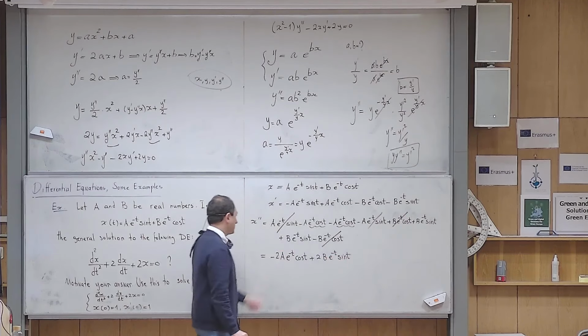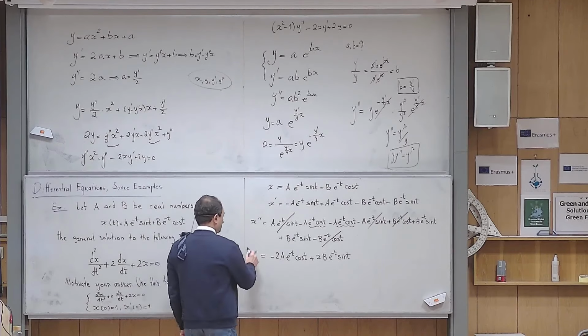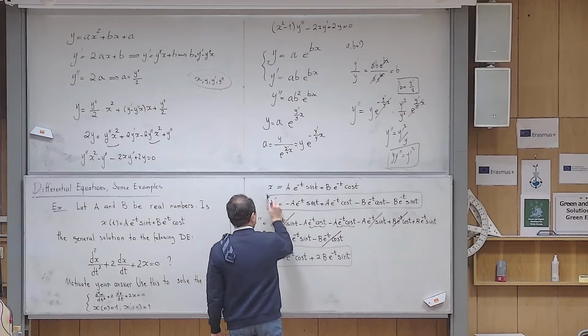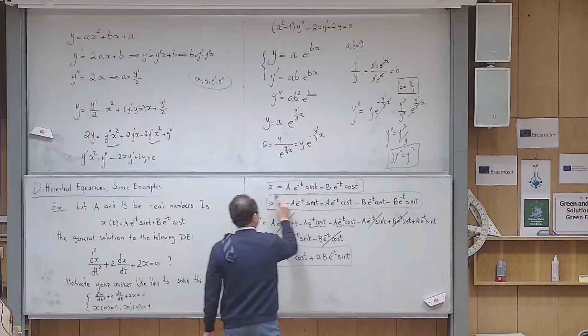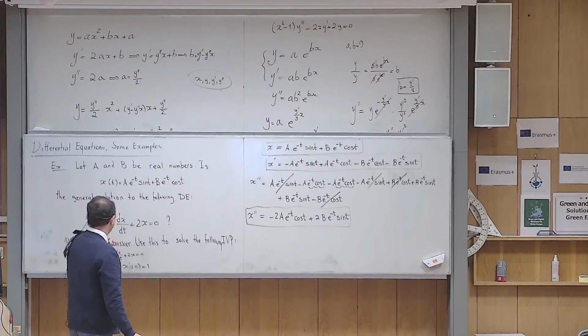Yes, that's it. So that is my x double prime. And that is my x prime. And that is my x. So now what I have to do is put them in this equation.